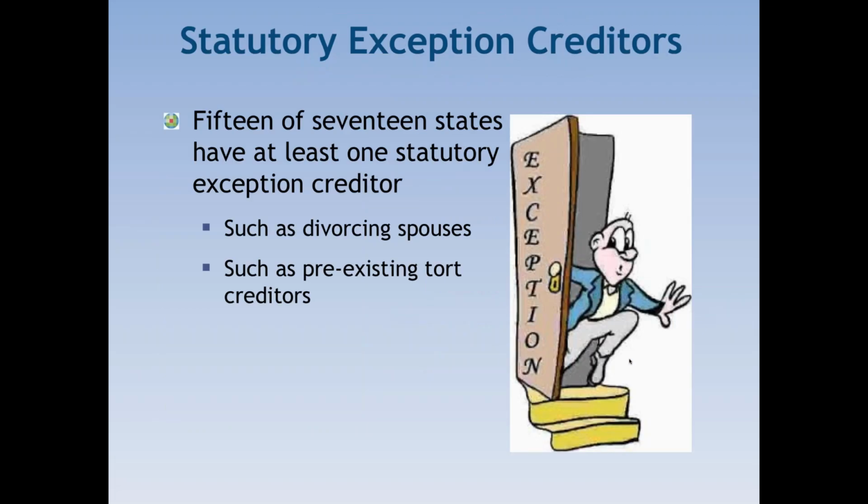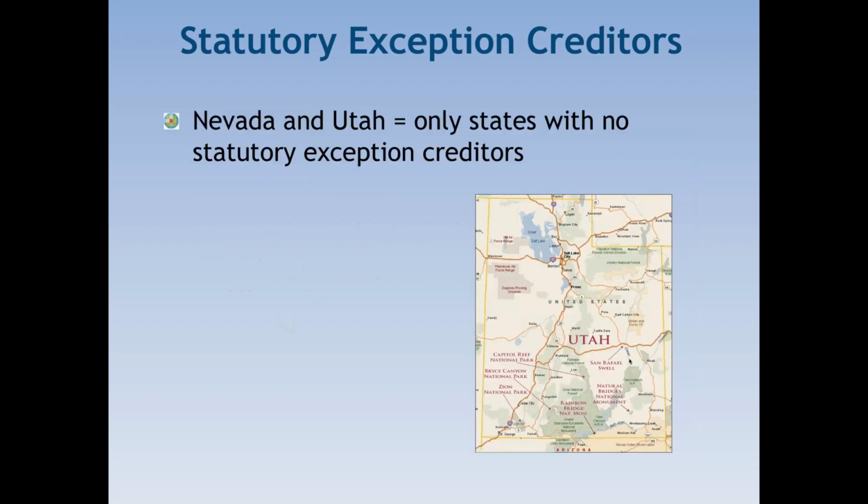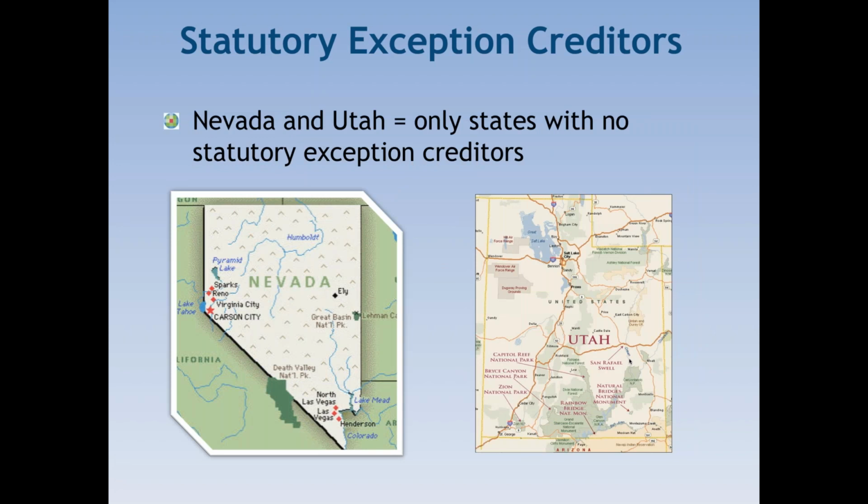So statutory exception creditors is another issue that we don't have to deal with here in Utah. This is for like a divorcing spouse, alimony, child support. With other states, they have exception creditors for asset protection trusts, pre-existing tort creditors. Utah and Nevada are the only states with no statutory exception creditors. So that's another reason why we like using Utah.